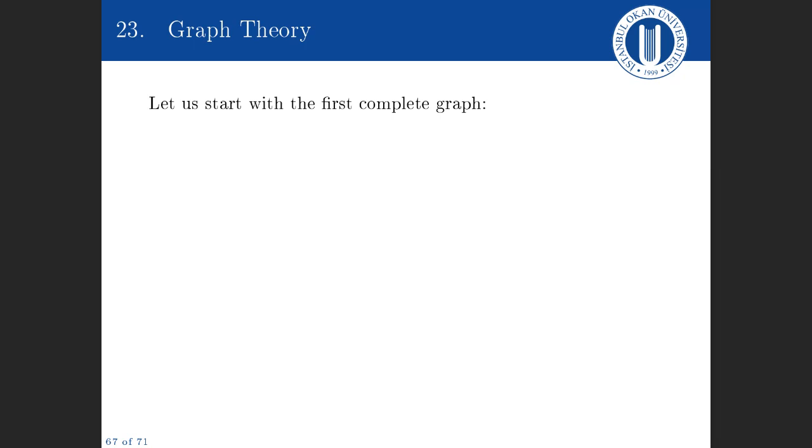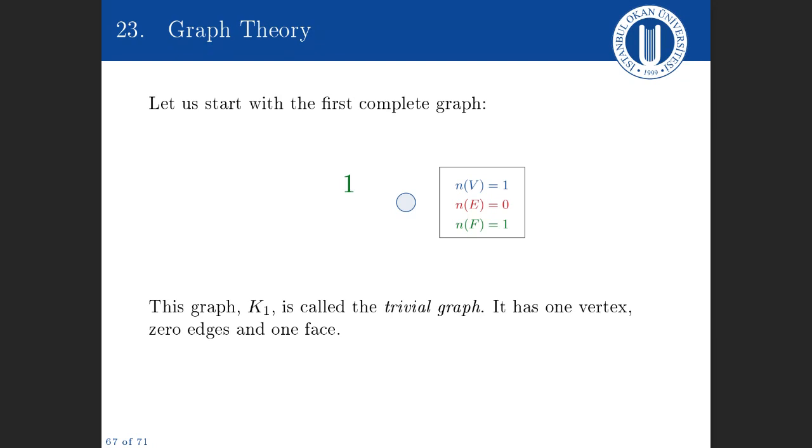Let's start with the first complete graph, K1. This graph has got 1 vertex, 0 edges, and 1 face. If we do Euler's formula for K1, we get 1 minus 0 plus 1 is 2. So Euler's formula is equal to 2 for K1.